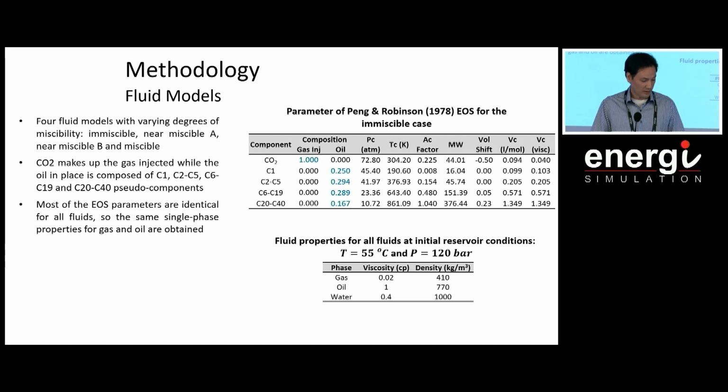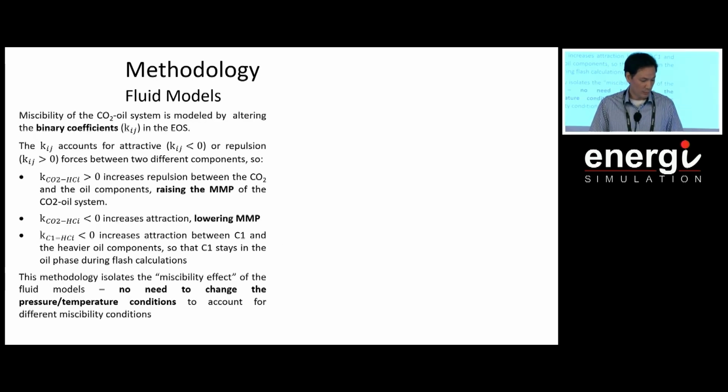And the idea here is that by having very similar parameters for all the fluids, you have the same properties for at least the single-phase gas and oil. The only difference between them, at least for reservoir conditions, would be the miscibility of the CO2-oil system, and we do that by altering the binary coefficients of those models.